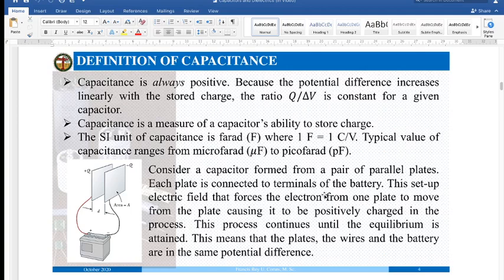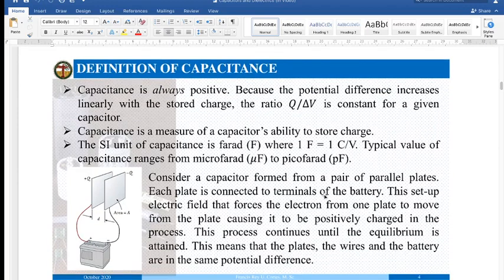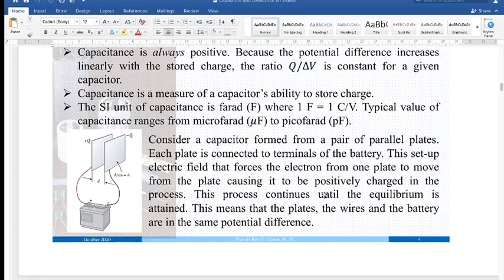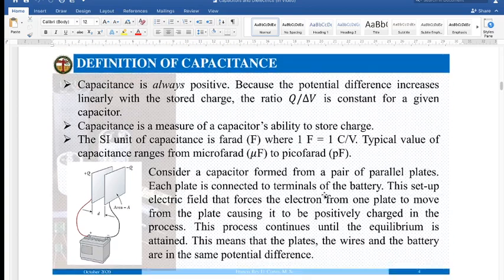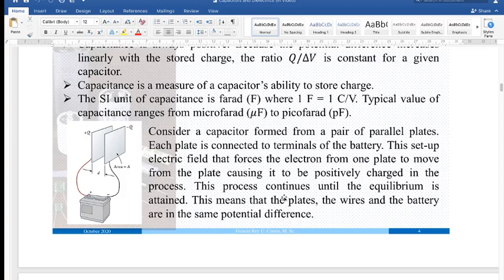So how do capacitors operate? Okay, so why can they store imbalance of charges? Why can they make their own electric field, and why can they store energy at the same time? Okay? So consider a capacitor formed by a parallel plate. Usually our books use a parallel plate capacitor as an example.